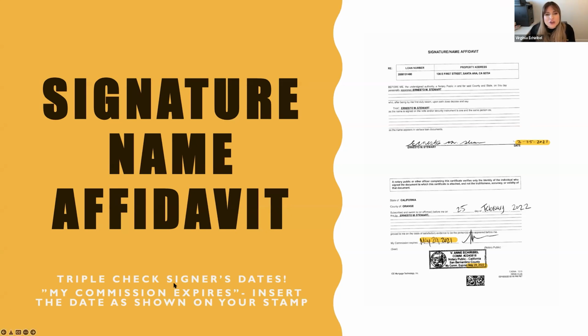But triple check the signer's dates. That really is your responsibility. You're kind of babysitting the signer, right? So the signer's date was wrong. We've had this a lot, especially like two weeks ago. It felt like every file had an issue like this. And also on the my commission expires, sometimes we put the wrong date and I don't know why. Sometimes they'll put the current date instead of the expiration date. In this case, again, we backdated it, right, for past time.